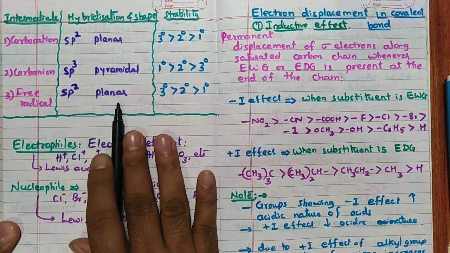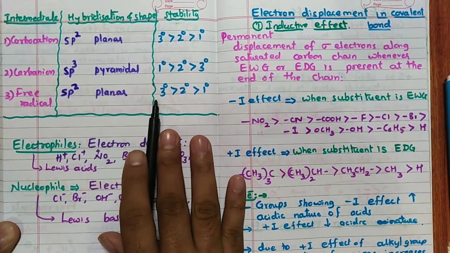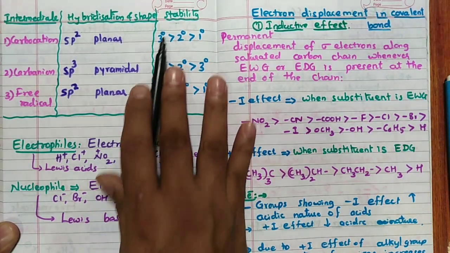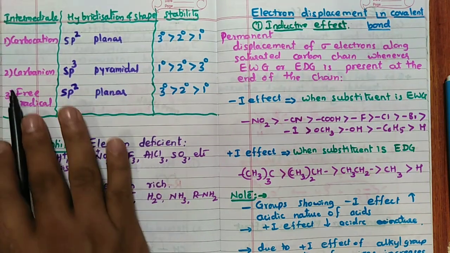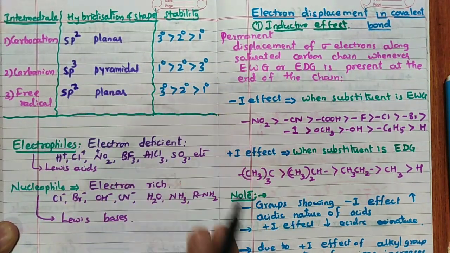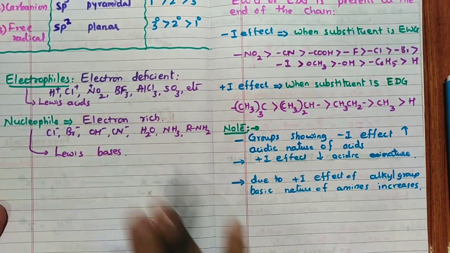Free radical is sp2 and planar, tertiary more than secondary more than primary. So these two orders are the same, carbocation and free radical. Carbanion is reversed. Remember this. Then we know what is electrophile and nucleophile.